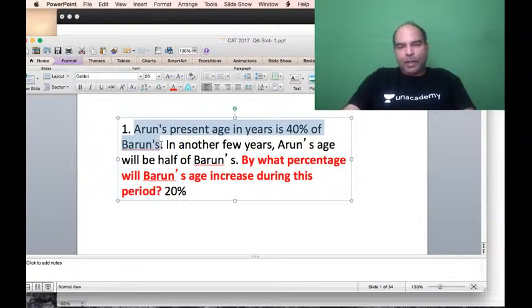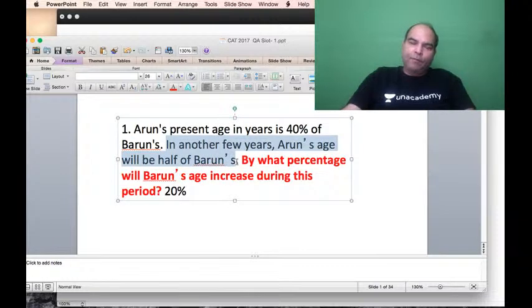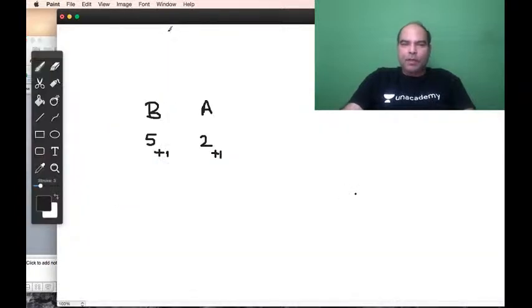So 5-2 maintains it, 10-4 also maintains it. And in another few years, Arun's age will be half of Barun's. So in 10-4 how many years will it take, in 5-2 how many years? So the question that is asked, by what percentage will Barun's age increase during this period, is independent of what age you take to start with. You take 10-4, take 15-6. Even if you take 15 and 6, you will see that it will take 3 years to get to half the value.